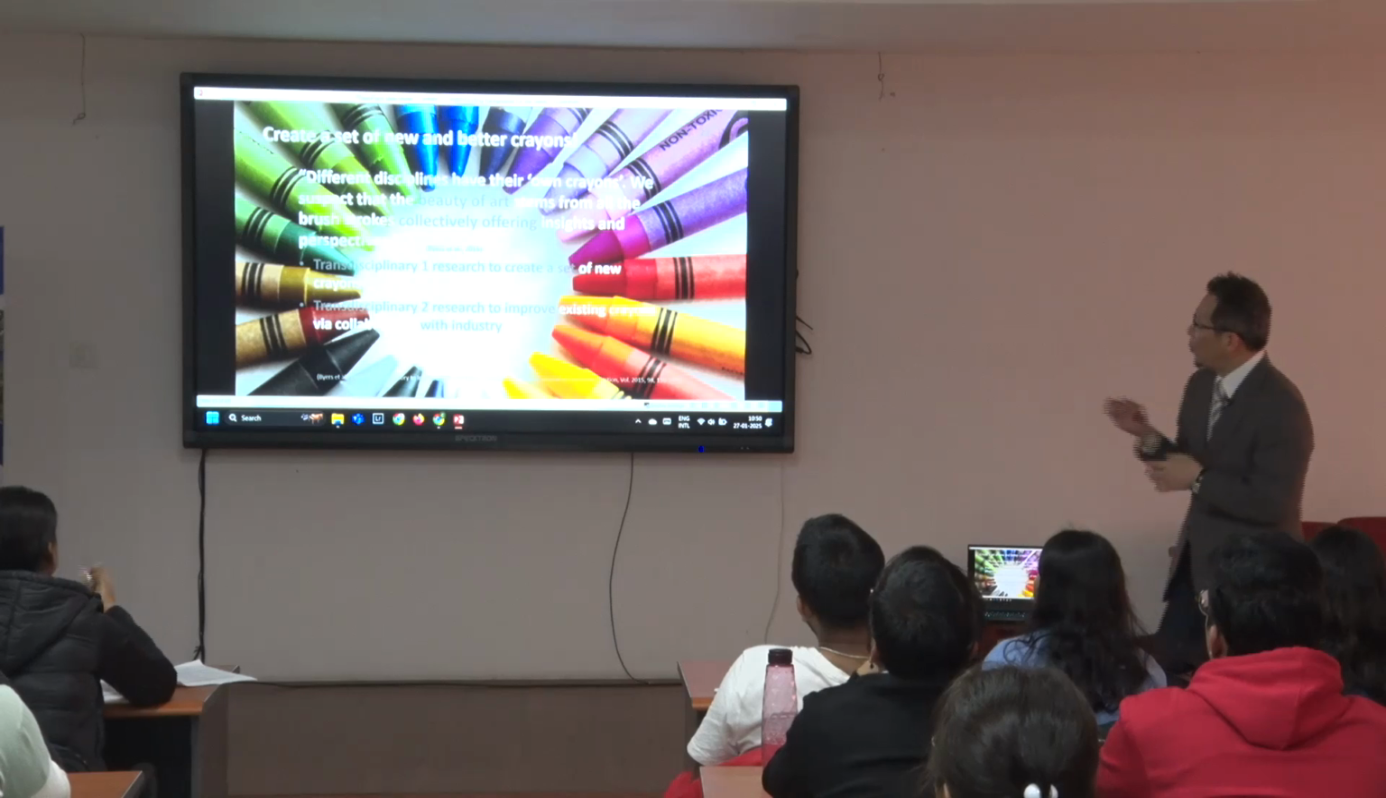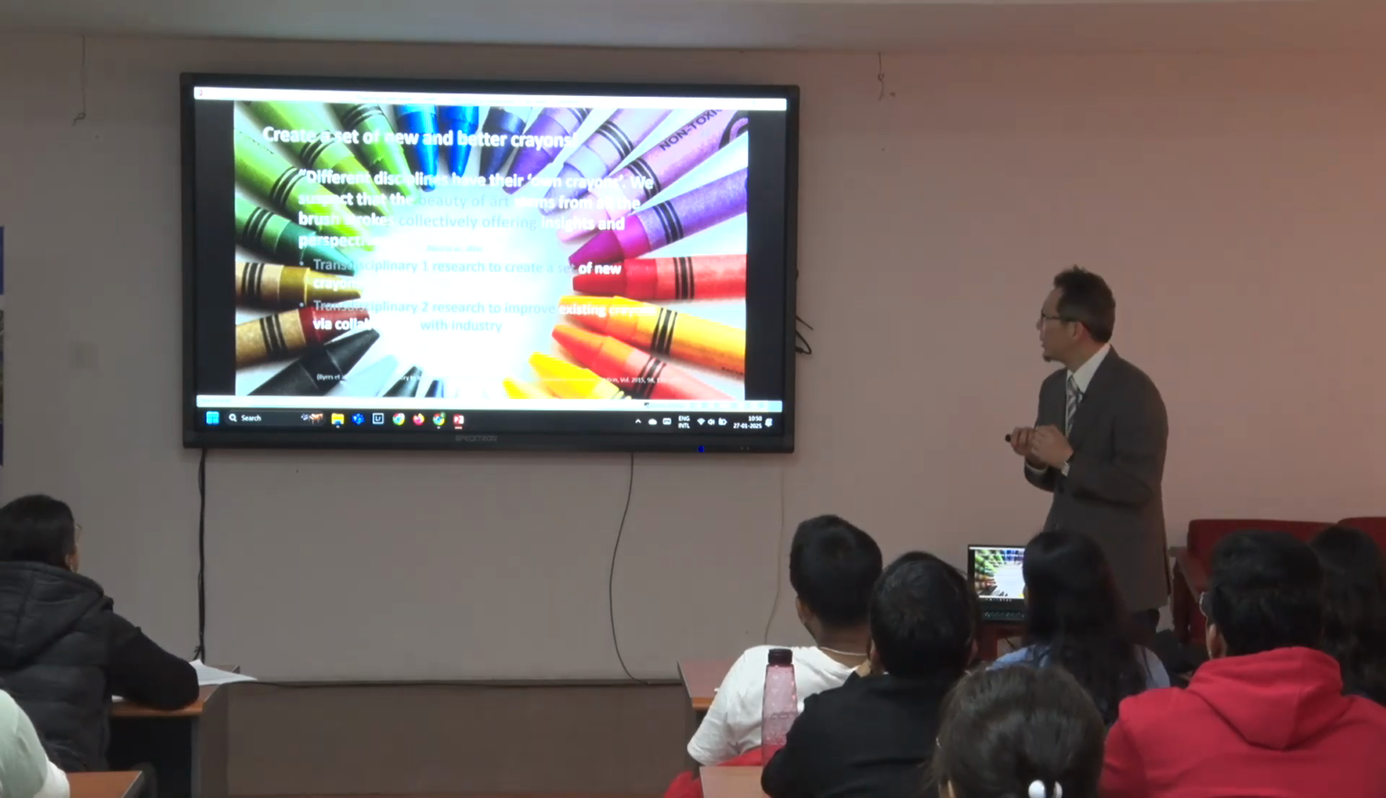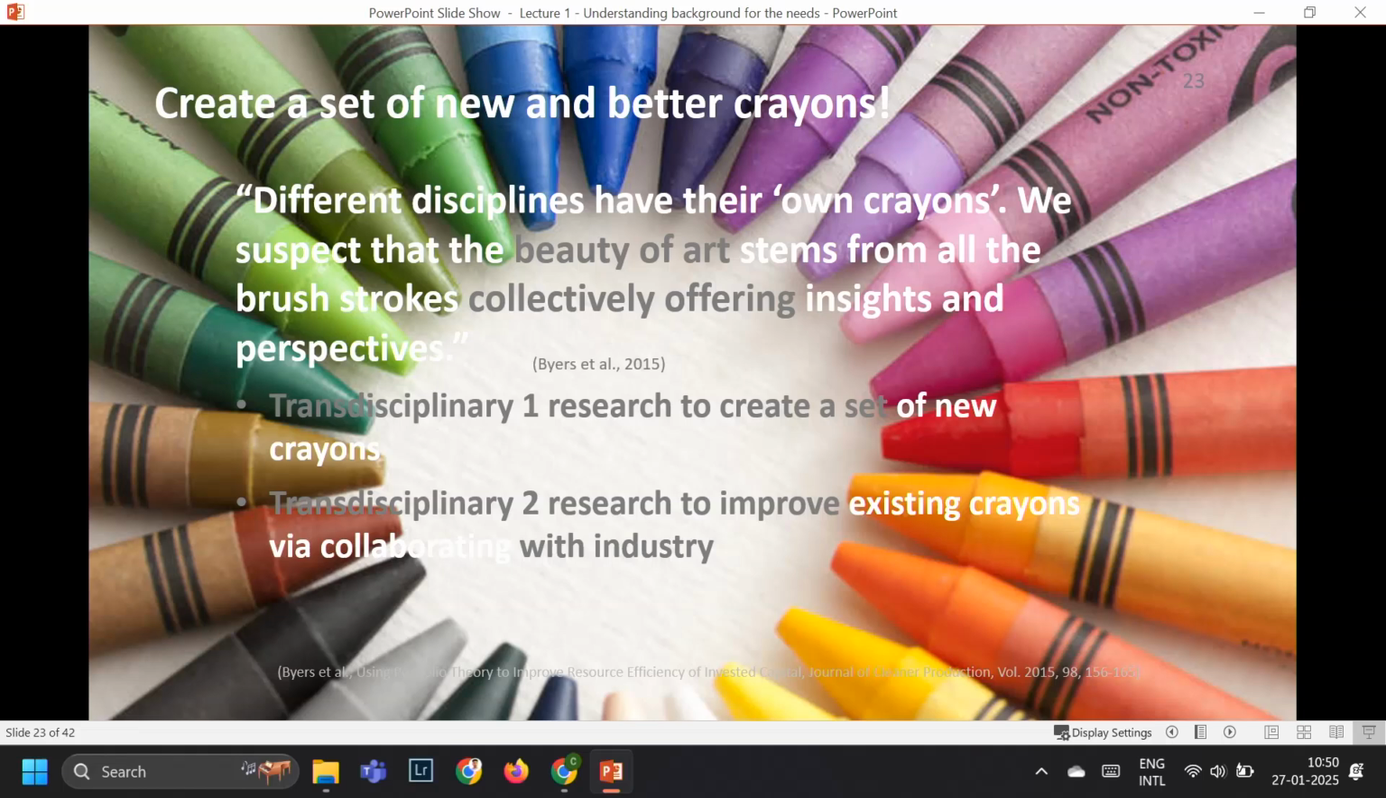And I, together with two other colleagues, wrote a paper about 10 years ago. So it's like using different sets of crayons when doing TD1 and TD2. So you have an opportunity using a set of crayons and another set of crayons, and to draw a picture in order to address the challenges from society's industry. So this is a metaphor of TD1 and TD2.